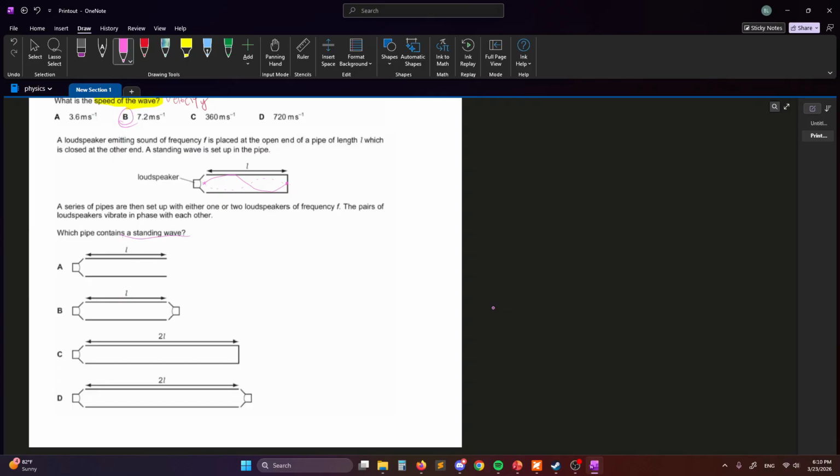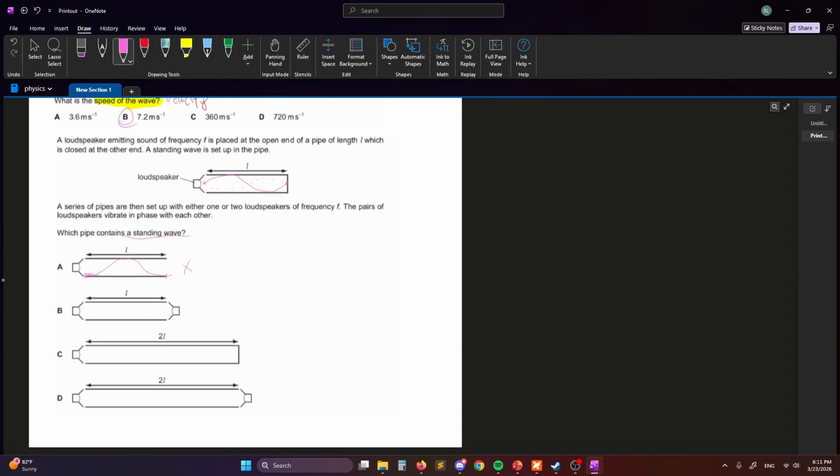Unfortunately for the first one, since it's an open-ended tube, I'm pretty sure it's open on 2 ends. I'm pretty sure that the main way this one works is that there's always going to be 2 antinodes. Essentially like the peaks, right? So this will always be an antinode, this side will always be an antinode, so this is not a correct answer.